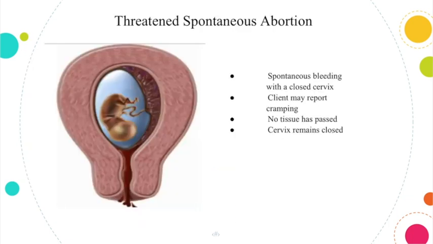All right, let's first begin with a threatened spontaneous abortion. So what's happening when somebody's pregnancy is threatened? That means that they're experiencing bleeding. Their cervix, you see, is closed here, right? They might have some cramping. They may not. But again, they're still pregnant. There's still a heartbeat of this baby. They've not passed any tissue. This pregnancy is threatened. There's a chance they may lose it.